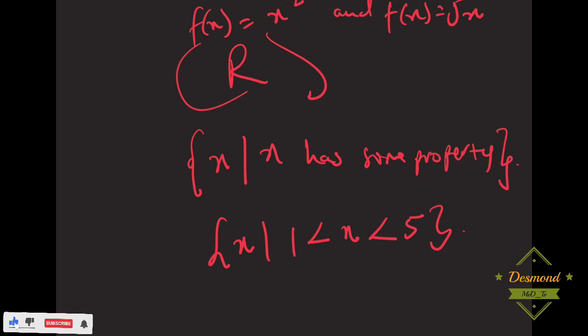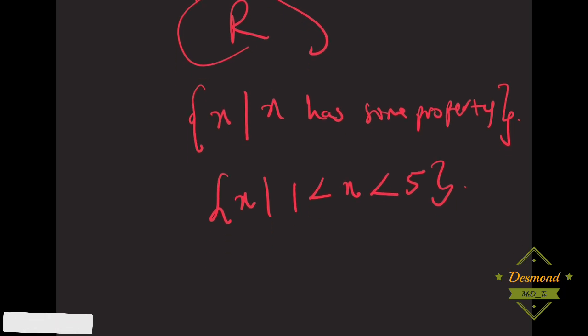So a set such as this, which contains all numbers greater than a and less than b, can be denoted using the interval notation as (a, b).